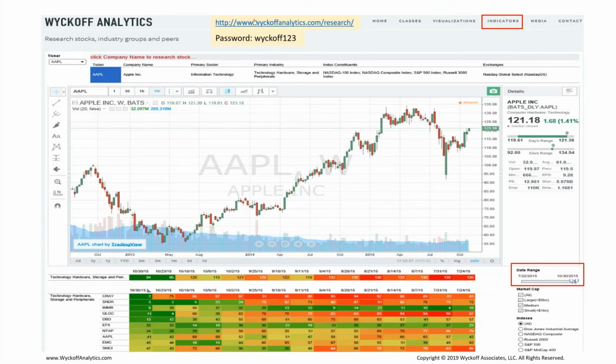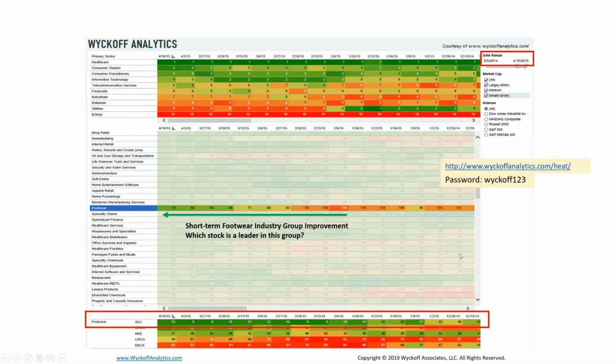So use this page. It's updated each Friday, and please keep this access confidential. There is another page under the same tools navigational pattern. It's called the heat map. So we've talked about the heat map.